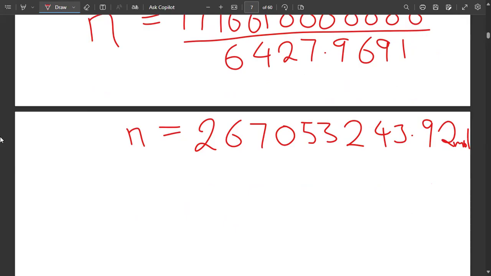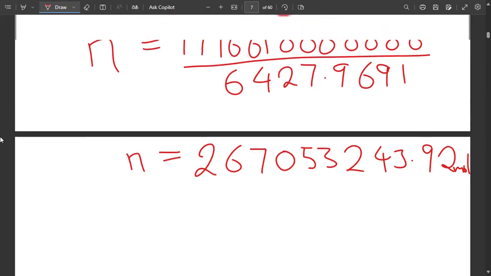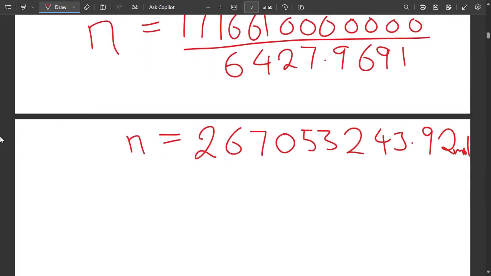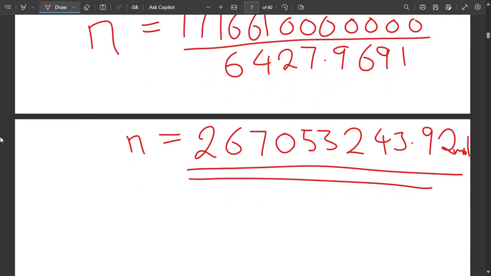Okay, so I'm getting that as my number of moles, 267,053,24,3. Yes, it's 24, 3. I don't know if I'm making a mistake when punching, but so far, that is what I have. I don't know if I've plugged in the correct things. Okay, this is the number of moles that we are getting.